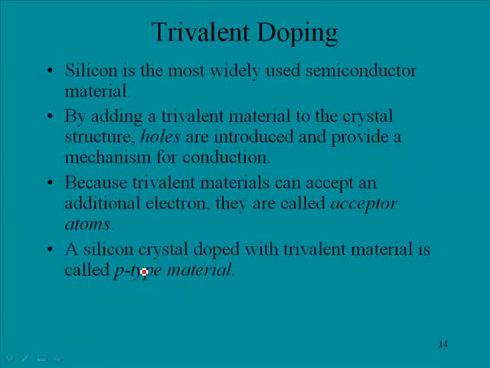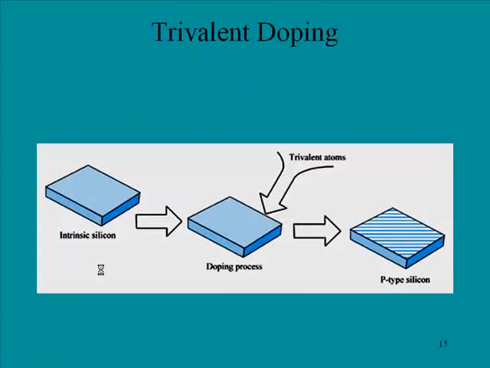Okay, trivalent doping. Silicon is the most widely used semiconductor material. By adding a trivalent material to the crystal structure, holes are introduced and provide a mechanism for conduction. Because trivalent materials can accept an additional electron, they are called acceptor atoms. A silicon crystal doped with trivalent material is called, and here is a term, P-type material. P-type material is a result of trivalent doping.